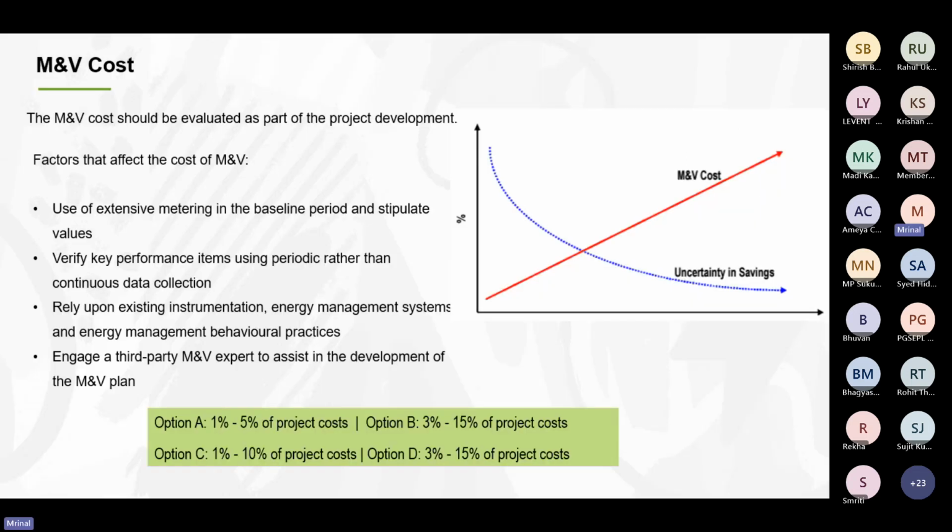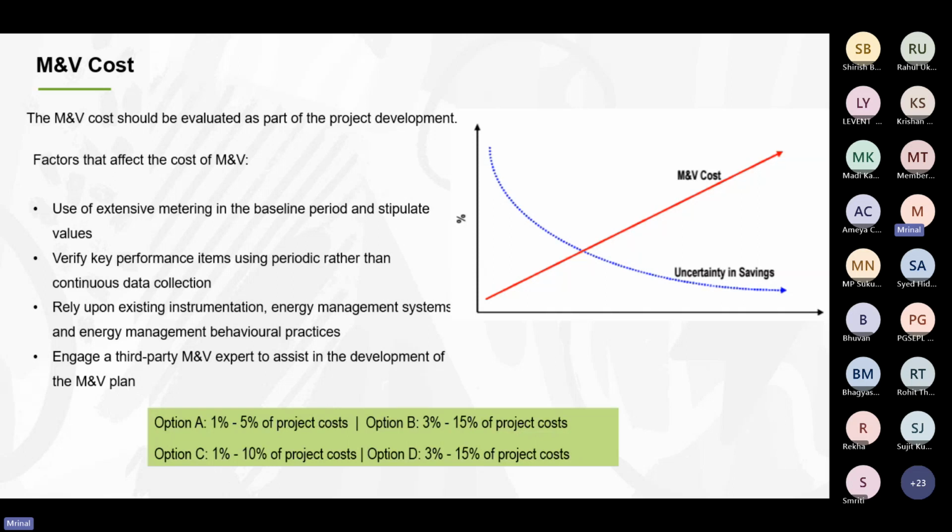Now the next is the M&V cost. M&V cost is one of the important factors when we talk about M&V. M&V cost should be evaluated as part of the project development. So when we develop the project, M&V cost should be a key component. Now you can see in the graph, M&V cost increase is related to the uncertainty in the saving. If you want to increase saving certainty, then the M&V cost will be higher. So the higher the M&V cost, the higher the certainty of saving. So it is directly related to the savings.